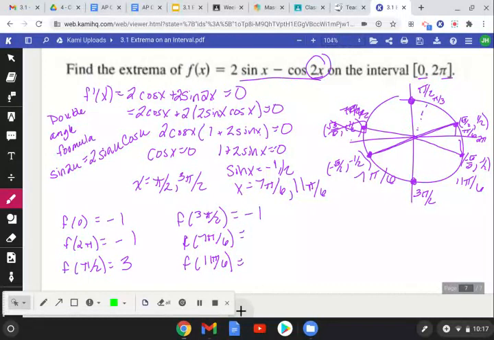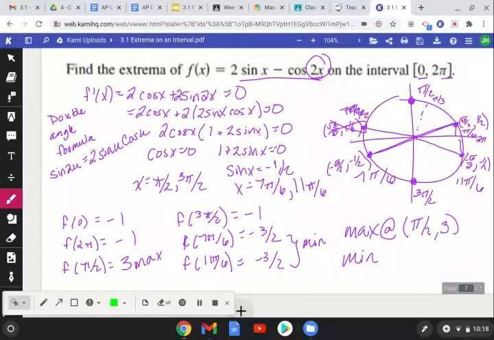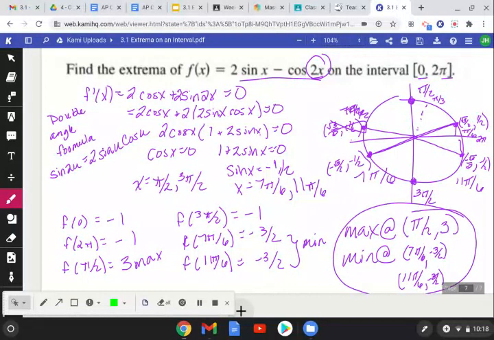F of 7 pi over 6 is going to be negative 3/2. And f of 11 pi over 6 is also negative 3/2. So the biggest value we have is here, and these two tie for the smallest values we have. So we have a maximum at the ordered pair pi over 2, comma 3. And we have two minimums at two different ordered pairs: 7 pi over 6, comma negative 3 halves, and 11 pi over 6, comma negative 3 halves.